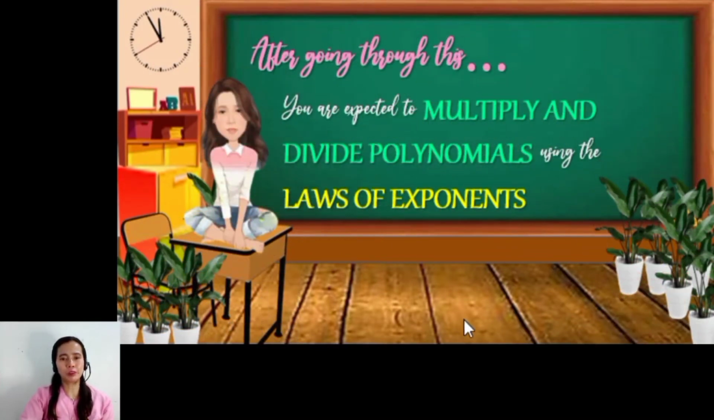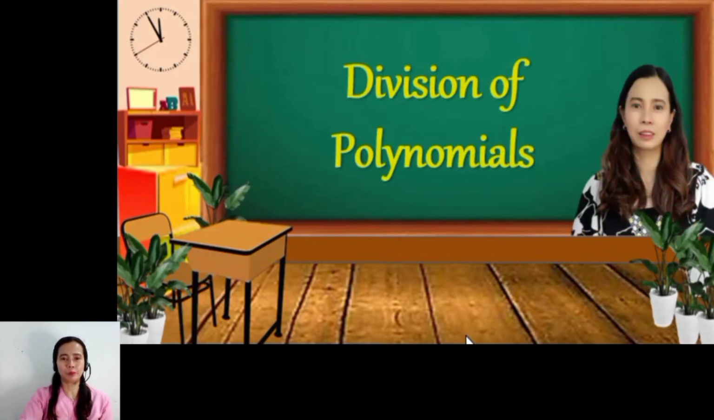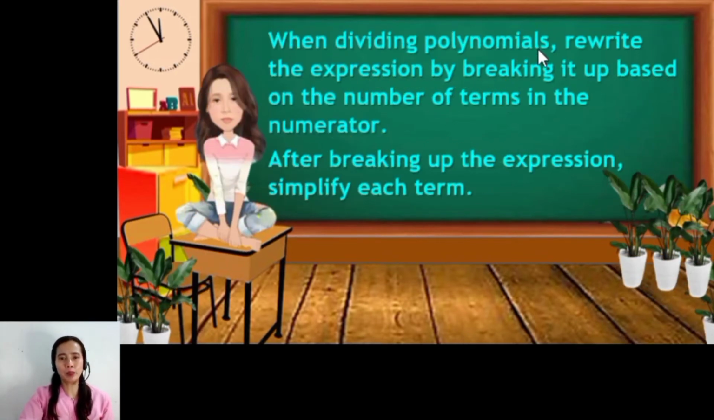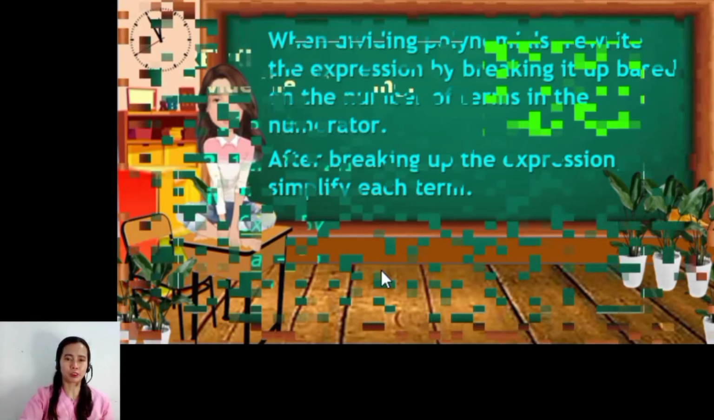As we're going through this, you are expected to multiply and divide polynomials using laws of exponents. So we are done in multiplying polynomials. So this time, let us learn how to divide polynomials. When dividing polynomials, you're going to rewrite the expression by breaking it up based on the number of terms in the numerator. After breaking up the expression, simplify each term.